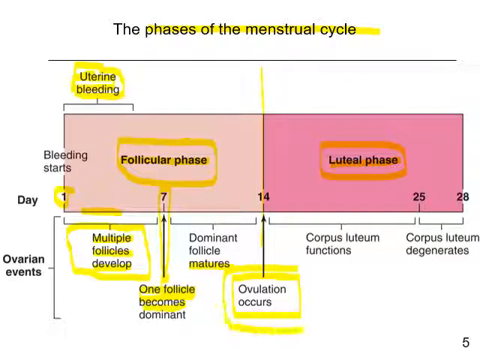At the transition from follicular phase to luteal phase is ovulation. Ovulation is a complicated endocrine event that I will unpack in the next few slides, in the next few minutes. At ovulation, a structure called the corpus luteum exists and develops.